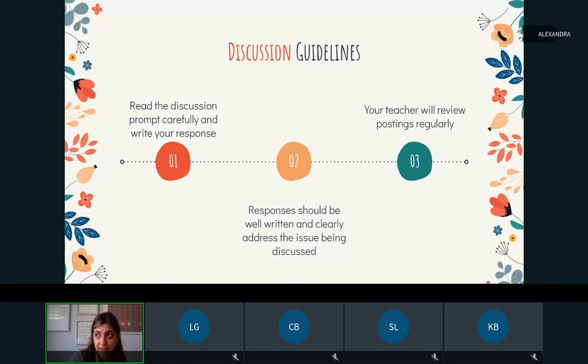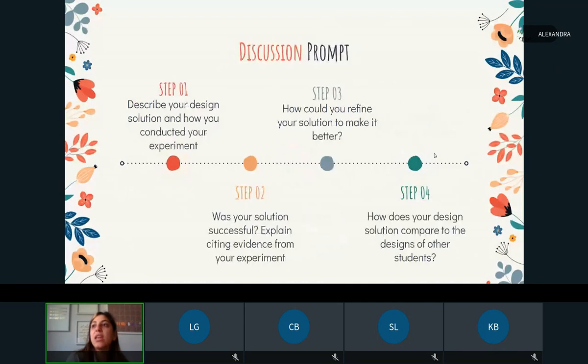And I check it regularly. So make sure that your post is appropriate, that you are being kind to one another and responding. Remember that you have to respond to 3 other posts. But here are the 4 questions for your discussion.